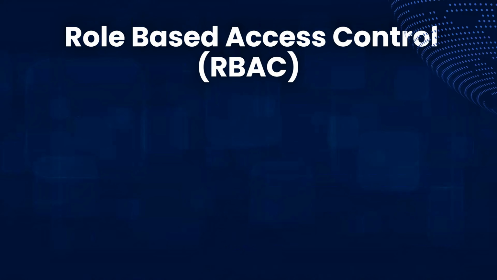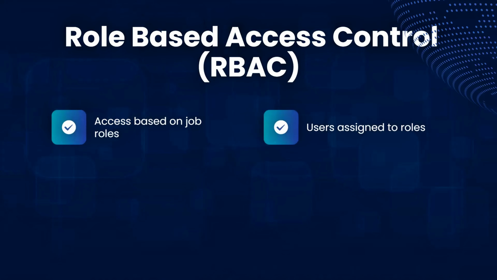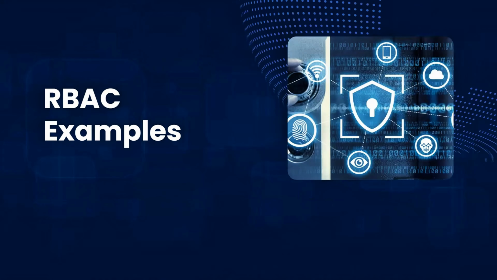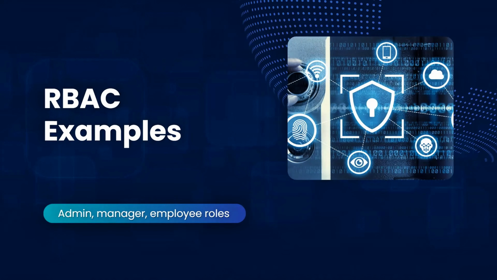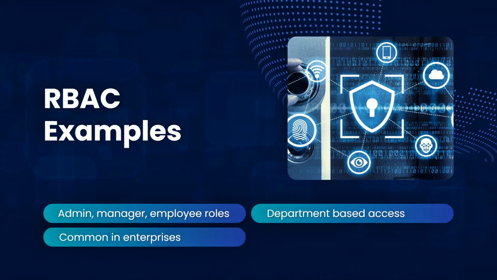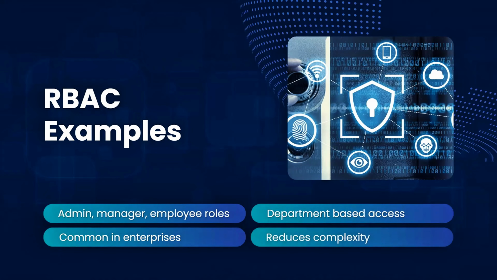Role-based access control organizes access around job functions. In role-based access control, permissions are assigned to roles, users are assigned to roles, roles contain predefined permissions, and it is easy to manage at scale. Here are a few examples of RBAC, or role-based access control. Role-based access control simplifies enterprise access. Access like admin, manager, and employee roles, department-based access control, and this is widely used in many organizations. And also it reduces complexity and error.